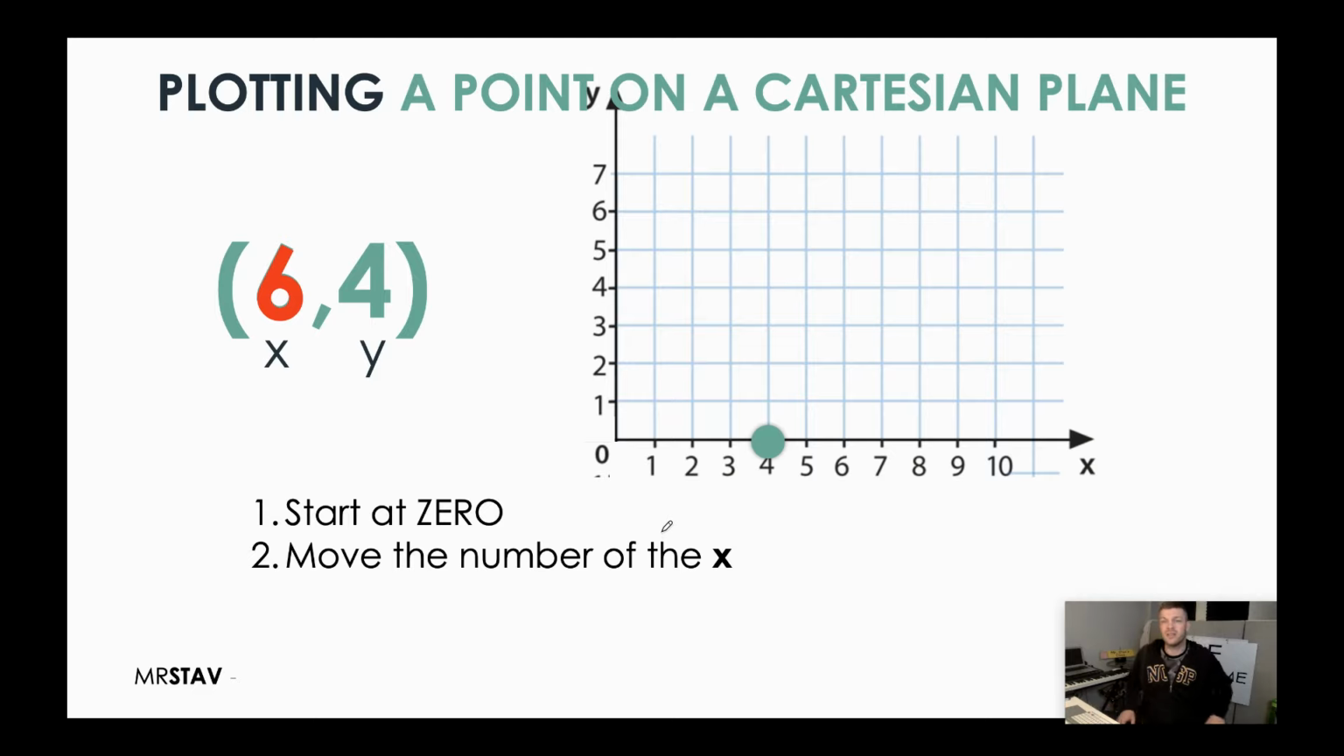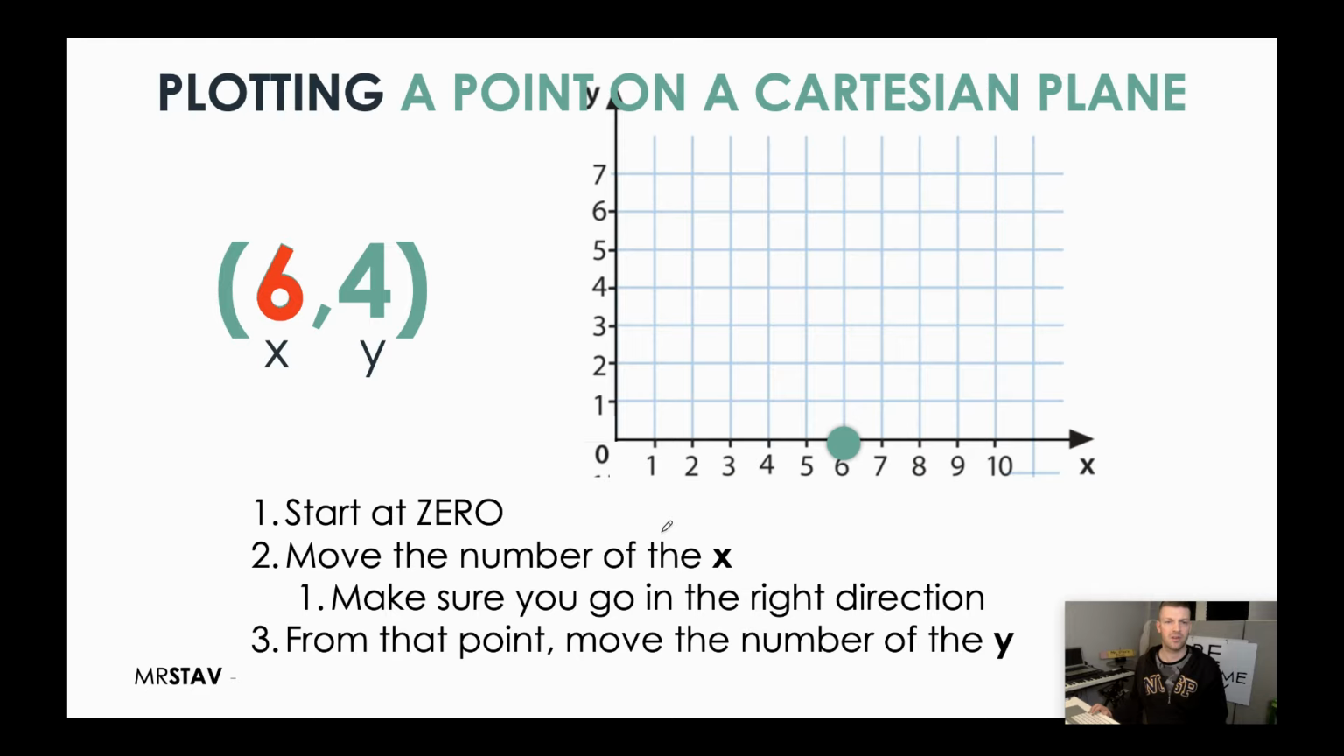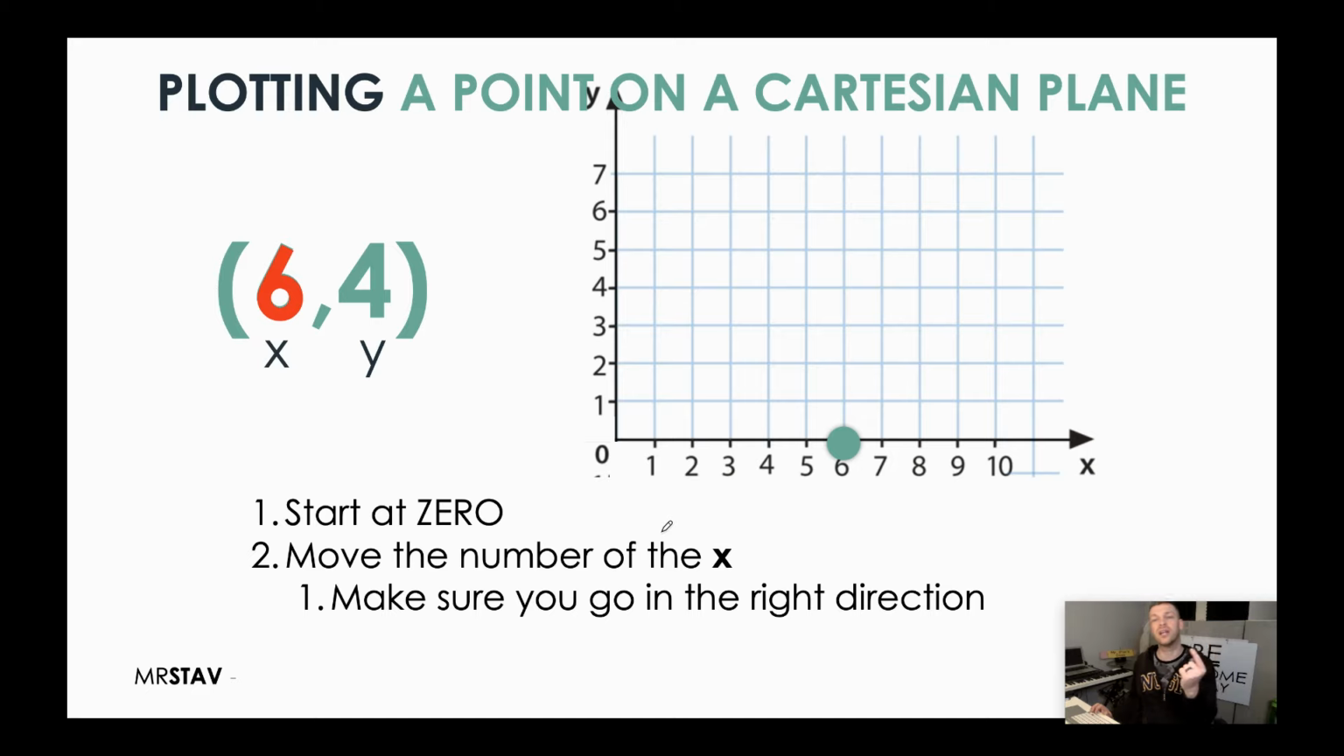Now, you notice that the dot stopped at 4, and that's because this is a common error where people will move the value of the y-axis in the x-axis. It's just an oopsies mistake. It's not, oh, I'm dumb or bad at math. Sometimes you just have a little brain fart. So make sure you're going all the way to 6, reading the x coordinate. Also make sure you're going in the right direction. Because this 6 is positive, we're going up. We're going to talk about that later in the lesson, don't worry.